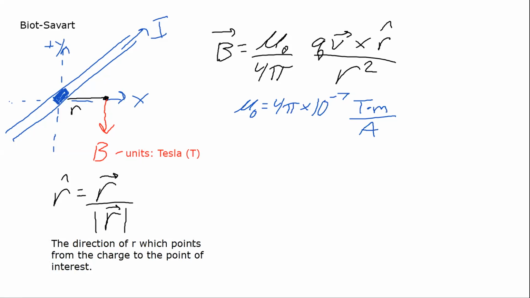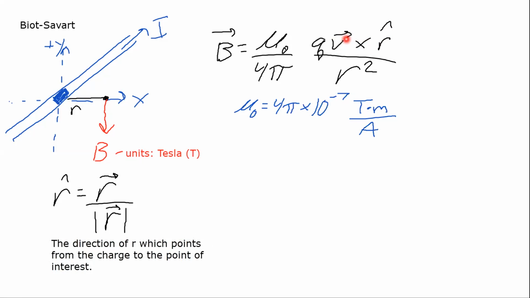Okay, so that is a direction. So it is primarily direction. I mean, there is a magnitude of 1 there, but there's a direction associated with it. So what this means is that we're looking at the cross product of V, the speed of the charge, and R.